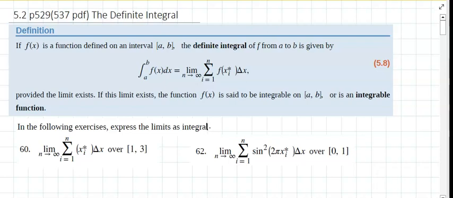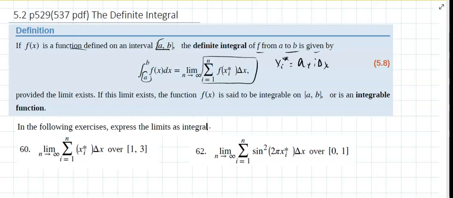Section 5.2 talks about the definite integral, and here's the deal. Let f of x be a function defined on a to b. The definite integral of f of x from a to b is given by, so remember this Riemann sum limit, where this x sub i star could be anywhere in the interval, and that was a plus i times delta x, a being the starting point, and delta x is b minus a divided by n, provided this limit exists.